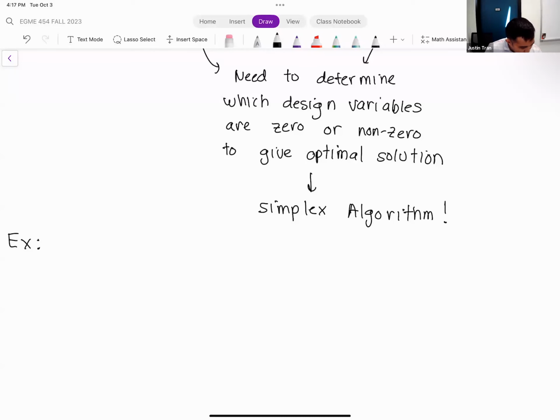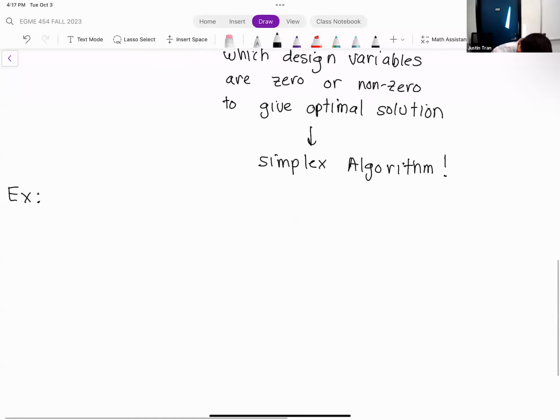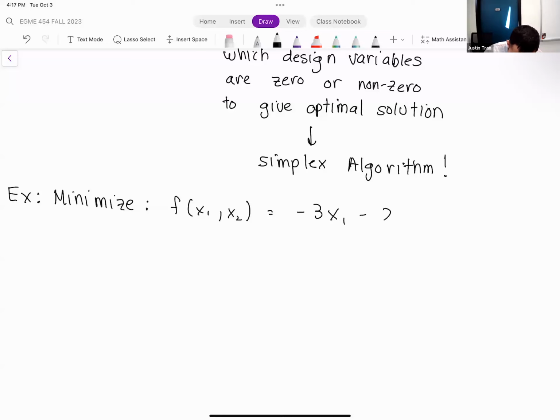Okay, so let's start with a fairly simple example. Let's say we're going to minimize the following function. We'll do a 2D optimization with two design variables. So f of x1 and x2 equals 3x1 minus 2x2. Let's state our constraints.